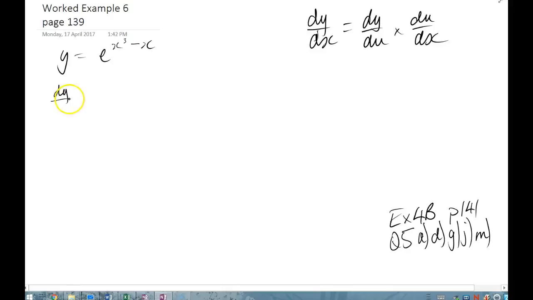So dy/dx is going to equal dy/du. So when I replace this with u, I've got y equals e to the u. So we know the derivative, dy/du, this first bit right here, is just going to be e to the u. I'm now not going to write the u, I'm just going to leave it straight as what it is here, the x cubed minus x. And then I'm going to multiply by the next little bit, du/dx.